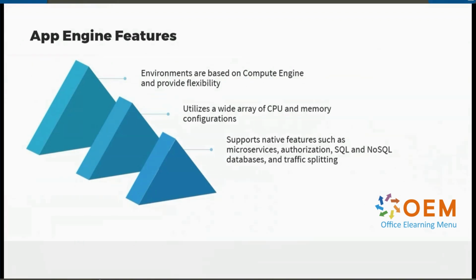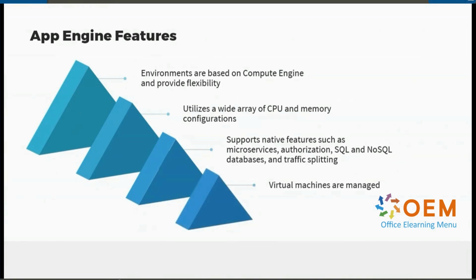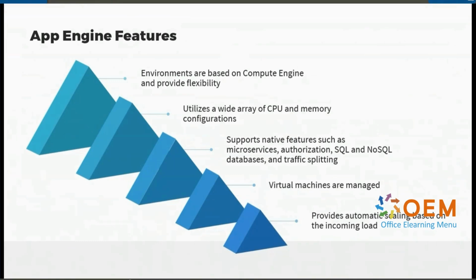Additionally, App Engine offers native features such as microservices, authorization, and both SQL and NoSQL databases. So that makes it easier to build modern distributed applications, because that's the way we're going now. We're using a microservices route. Another great feature is traffic splitting, so you can direct traffic between two different versions of your app. And finally, with managed virtual machines and automatic scaling, we don't have to worry about infrastructure management anymore. App Engine is going to handle all that for us.